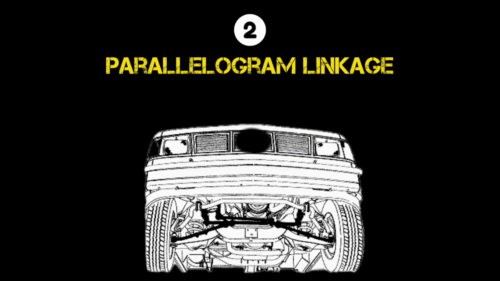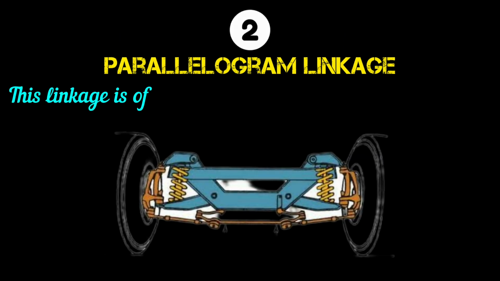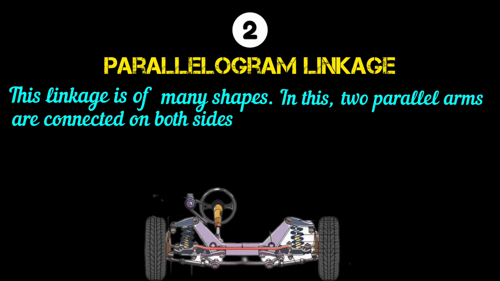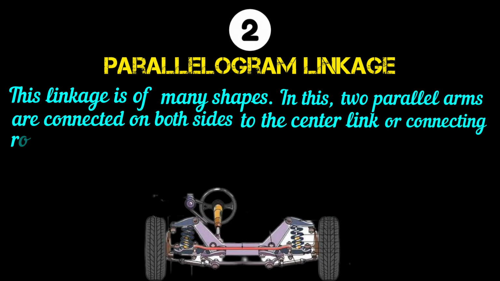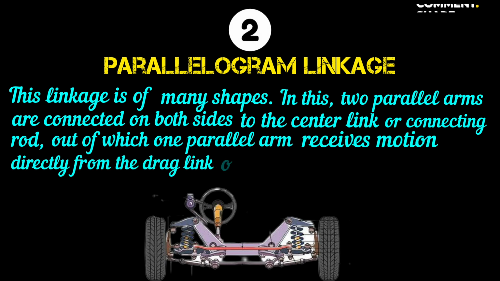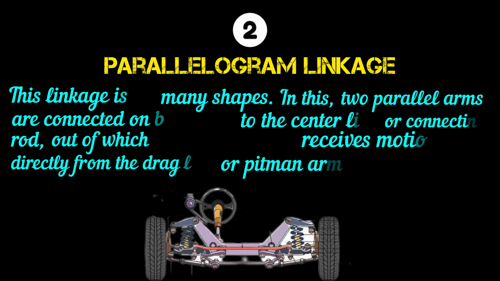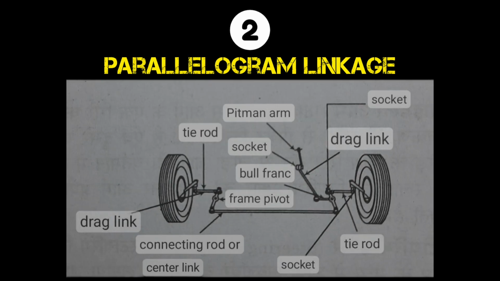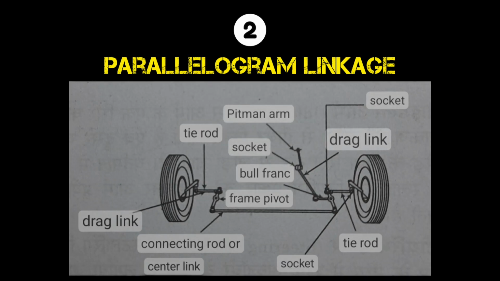2. Parallelogram linkage. This linkage is of many shapes. In this, two parallel arms are connected on both sides to the center link or connecting rod, out of which one parallel arm receives motion directly from the drag link or pitman arm. These two arms are connected by two tie rods with the help of a steering knuckle. Mainly parallelogram linkage is connected in vehicles.